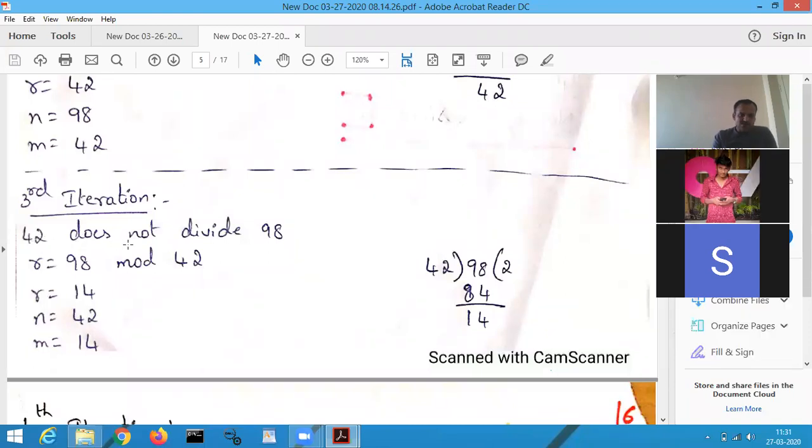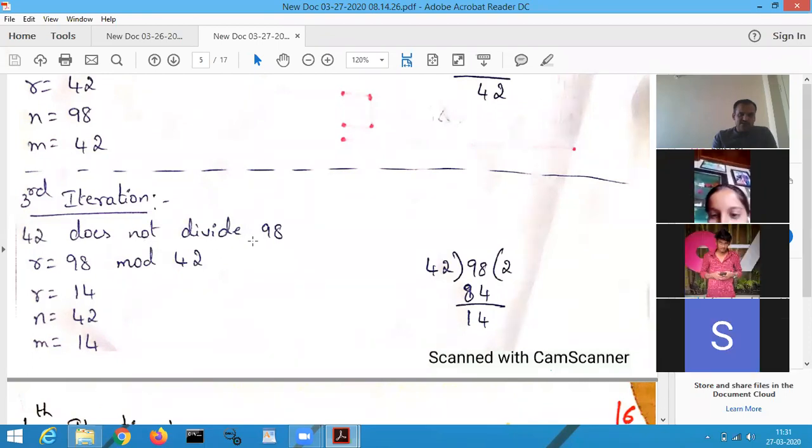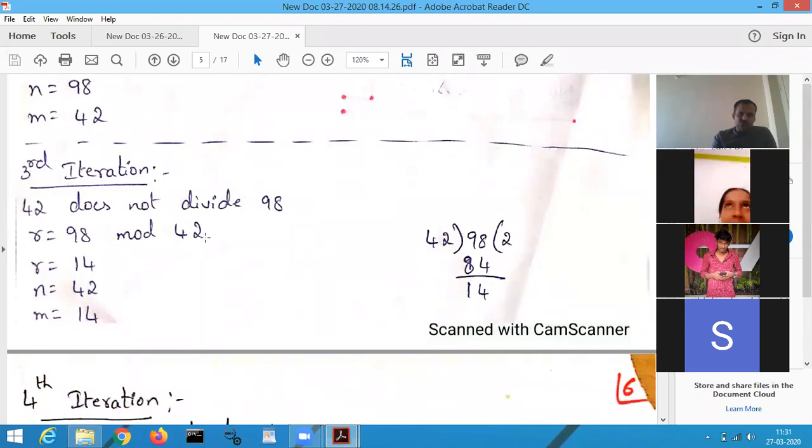42 does not divide 98. Definitely 42 will not divide 98. The condition is true. If the condition is true, execute the next step. R is equal to N mod M. N is 98, so 98 mod 42. If we divide 98 by 42, the remainder you are getting is 14. Okay.